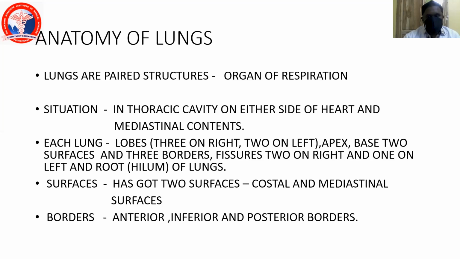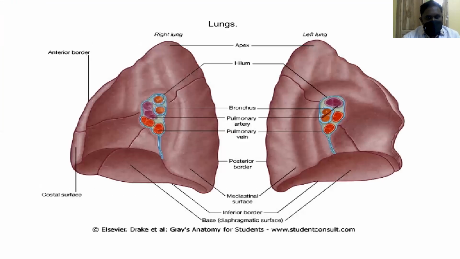Surfaces: there are two surfaces, costal and mediastinal surfaces. Borders: anterior, inferior and posterior borders. If you see, this is a picture of the lung. This is the right lung, this is the left lung. This is the anterior border, costal surface, then hilum.